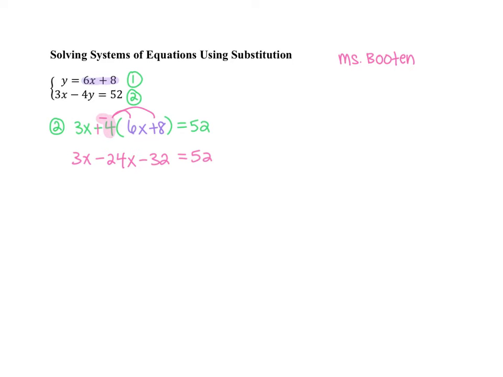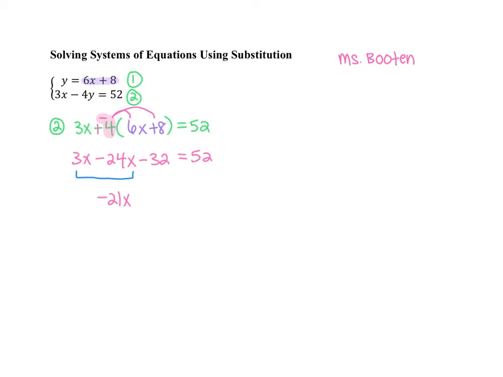Now I've used the distributive property to get rid of those parentheses. Now I have 3 terms on the left side, and 2 of them are like terms. 3x and negative 24x are like terms because they both are terms with just x to the first power. So I can combine them since they're on the same side. We just need to figure out what 3x minus 24x is. 3x minus 24x is negative 21x.